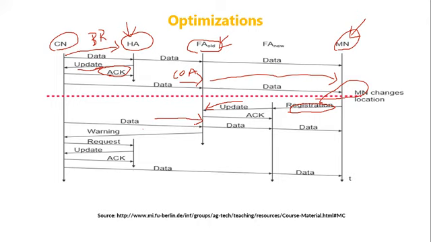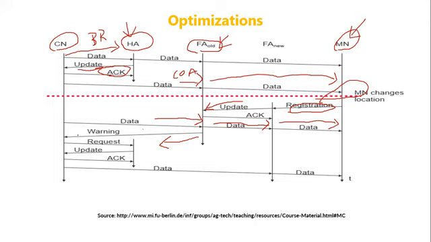But FA old knows that now the particular mobile node is not with FA old, it is with FA new. So it will forward the packet to FA new, and from there the packet will be forwarded to the mobile node. But in turn, FA old will also send a binding warning to CN, that is the correspondent node.